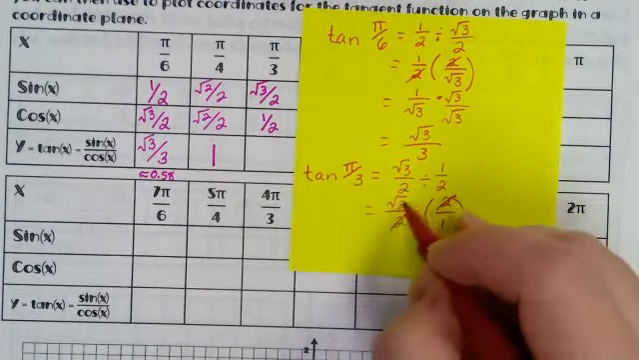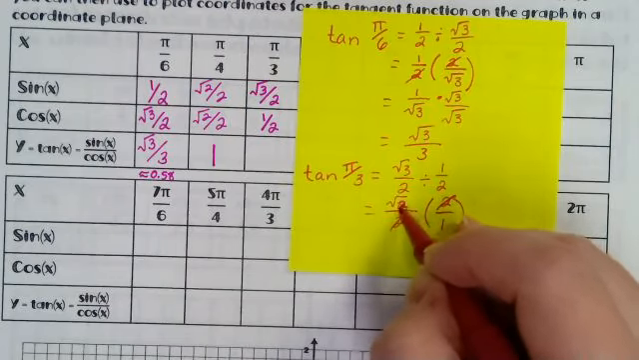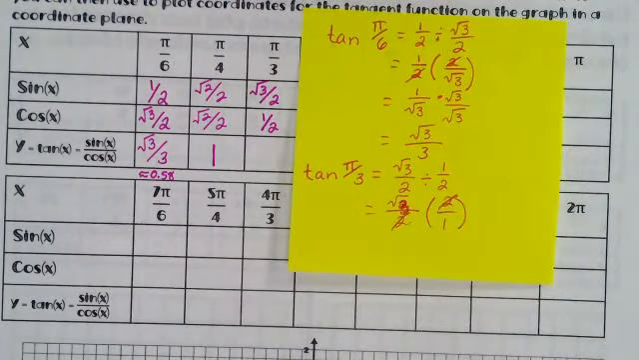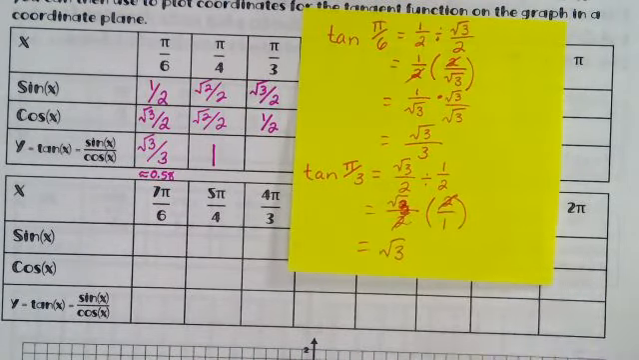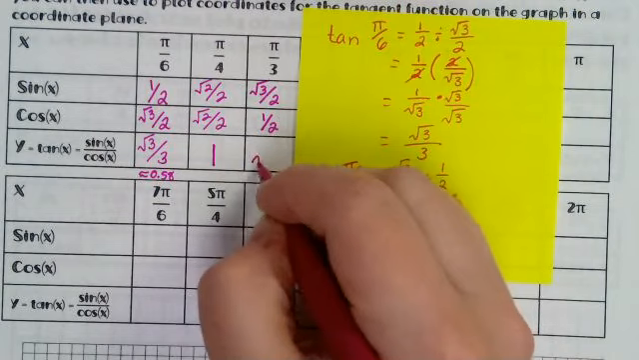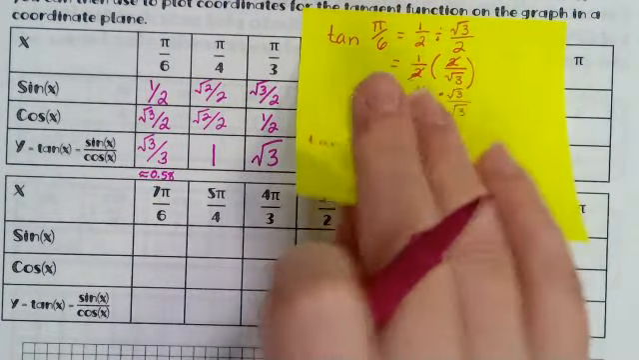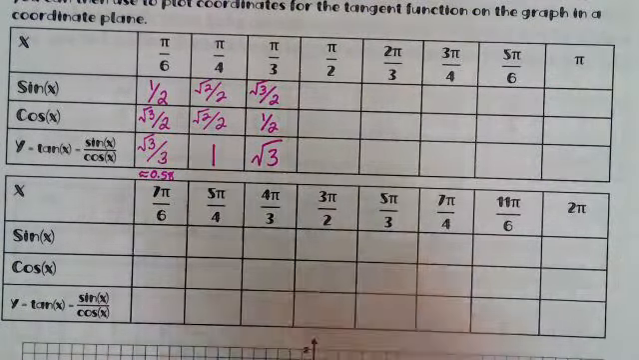2's cancel. Sorry, this is square root 3. 2's cancel. You're left with just square root of 3. Okay, all right, I'm going to do one more, then I'm going to let you guys try the rest of them yourself.